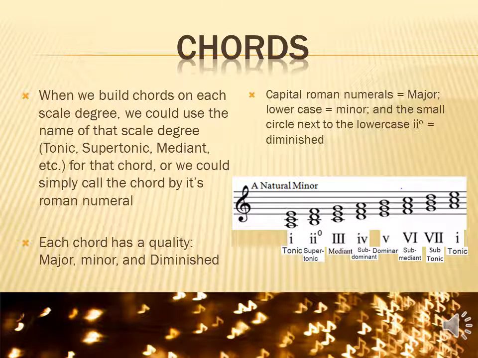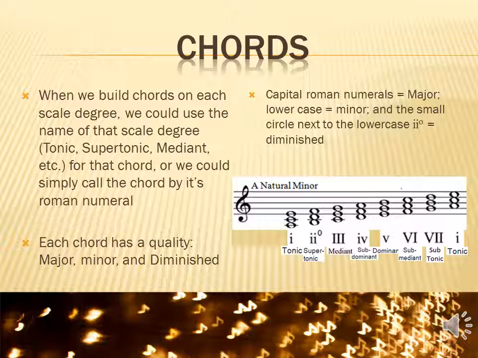When we build chords on each scale degree, we could use the name of that scale degree, tonic, supertonic, mediant, etc. for that chord, or we could simply call it by its Roman numeral. Each chord has a quality, major, minor, and diminished. Capital Roman numerals equal major, lowercase equal minor, and the small circle next to the lowercase 2 equals diminished.